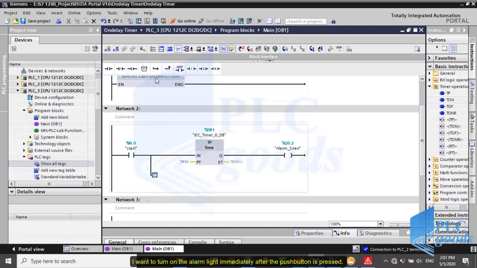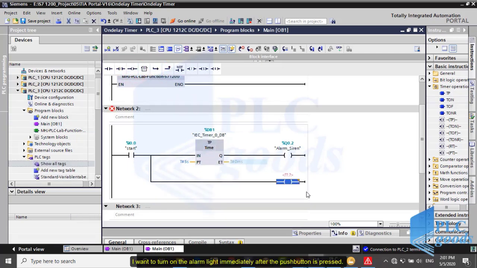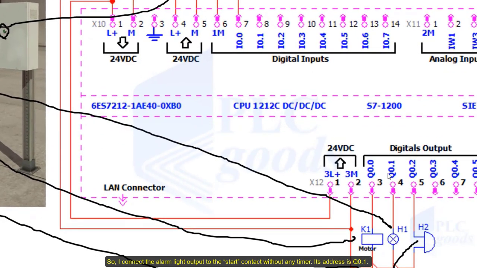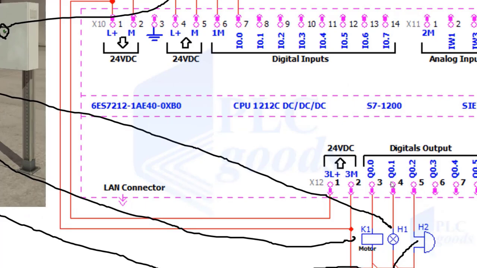I want to turn on the alarm light immediately after the push button is pressed. So I connect the alarm light output to the start contact without any timer. Its address is Q0.1.